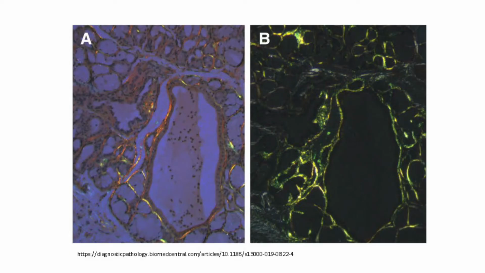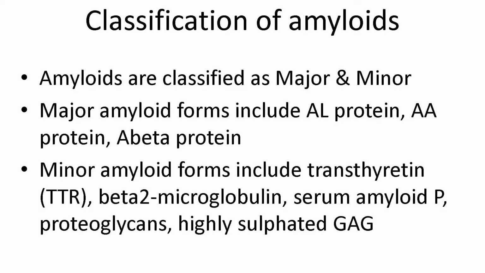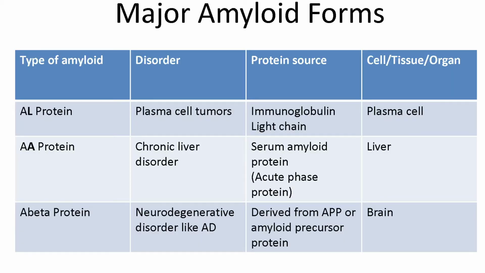Now, coming to the classification of amyloids. Amyloids can be classified as major amyloids and minor amyloids. The major amyloids include the AL protein, the AA protein and the A beta protein, whereas the minor amyloid forms include transthyretin, beta 2 microglobulin, serum amyloid P, proteoglycans and the sulfated glycosaminoglycans. Now coming to the major amyloid forms, we would be focusing here on 3 types, that is the AL type, the AA type and the A beta type.